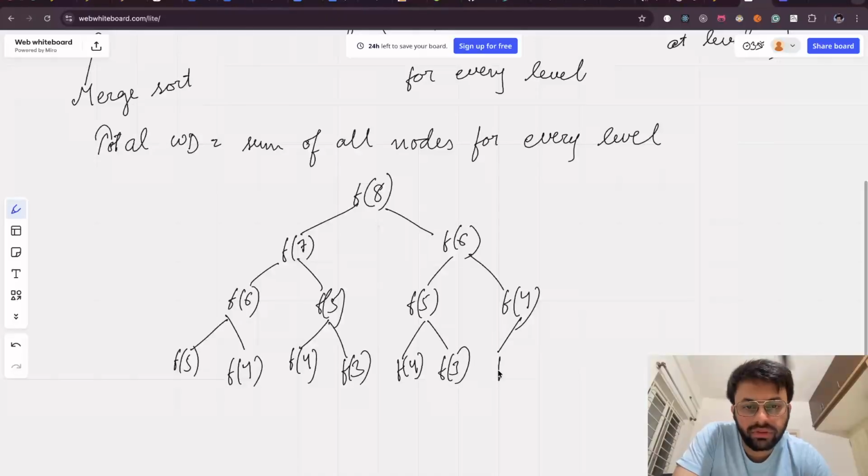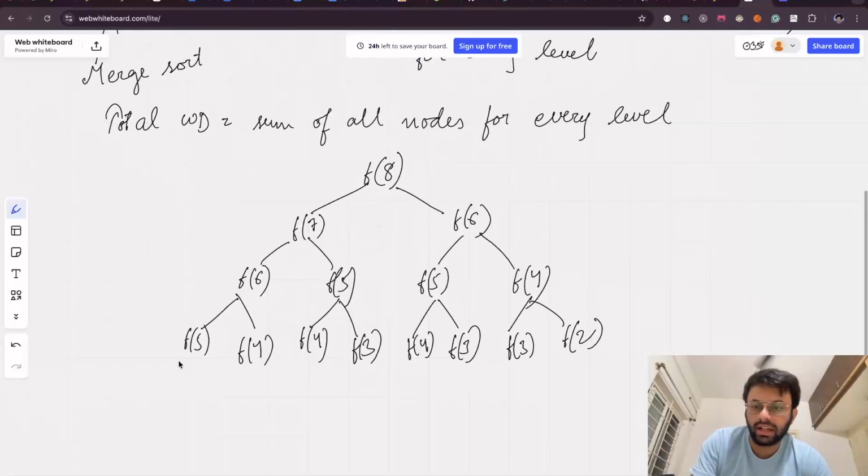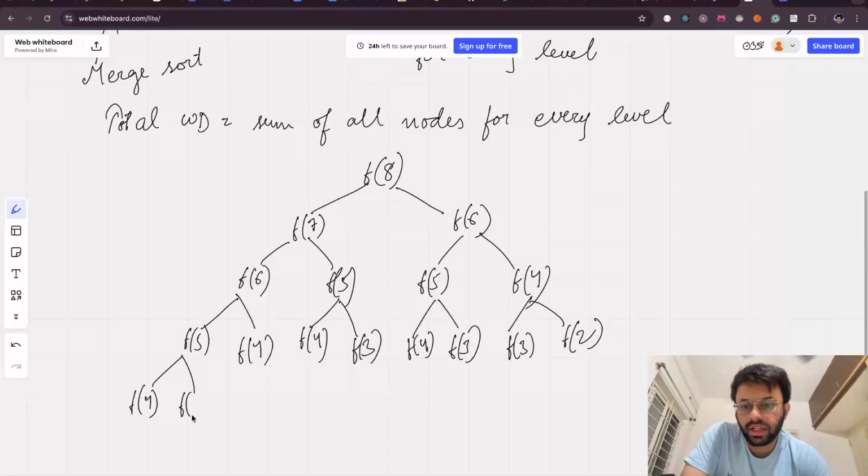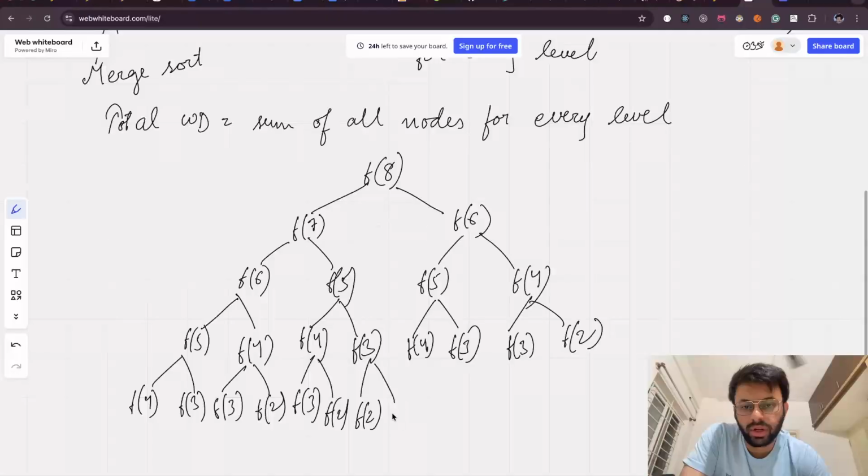Here again it will call Fibo of 3 and Fibo of 2. Then here 5 will call Fibo of 4. Here Fibo of 3. Here also Fibo of 3. Here Fibo of 2. Here Fibo of 3. Here Fibo of 2. Here Fibo of 2. Fibo of 1. Here Fibo of 3. Fibo of 2. You see how this is spreading.